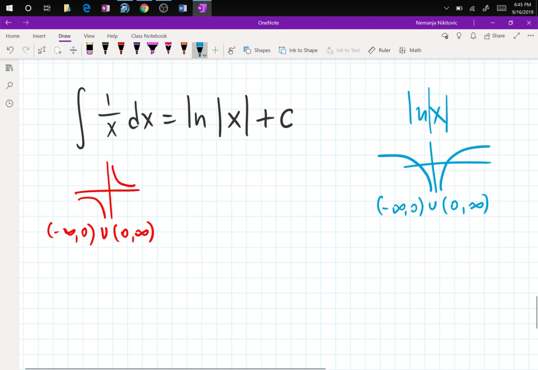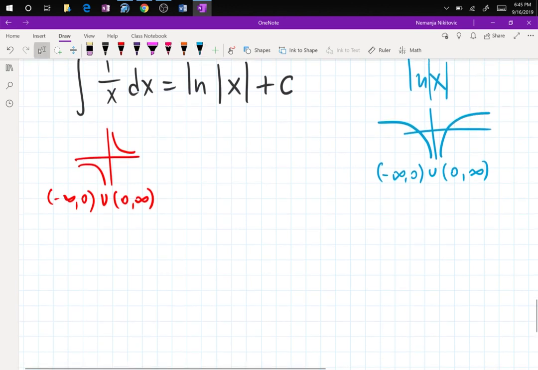So when you are taking the derivative, we don't care about absolute values because you are going from the smaller domain into a larger domain, so that's okay. But in this case, it's very important to have absolute values. You have to have it.